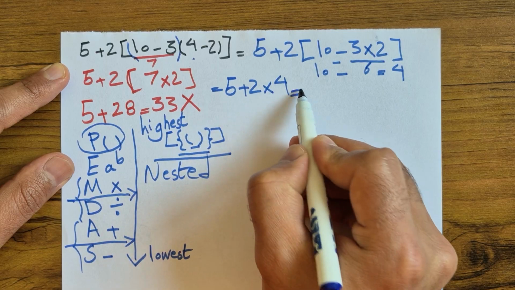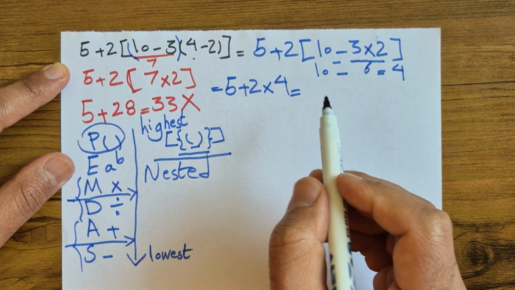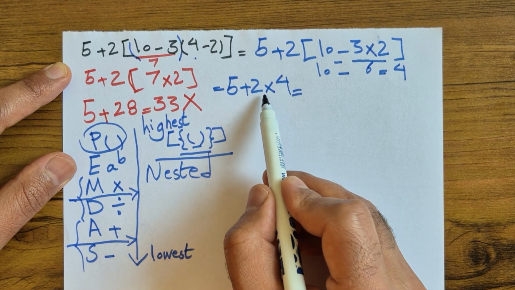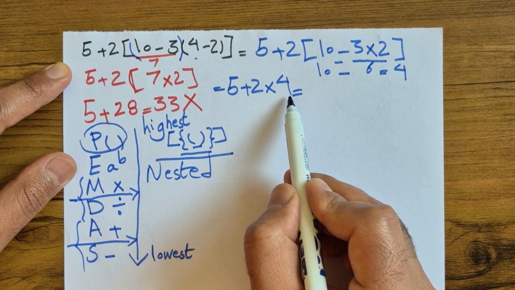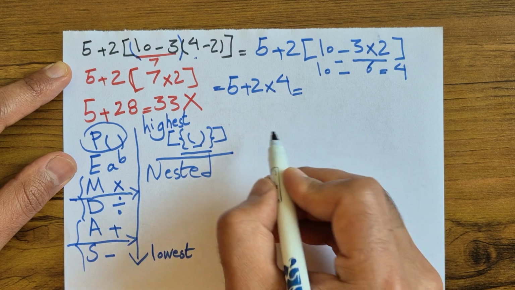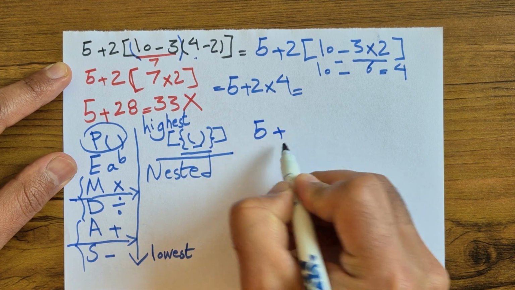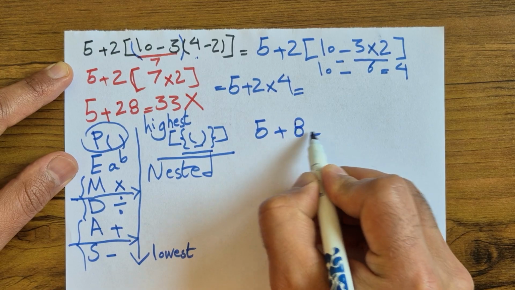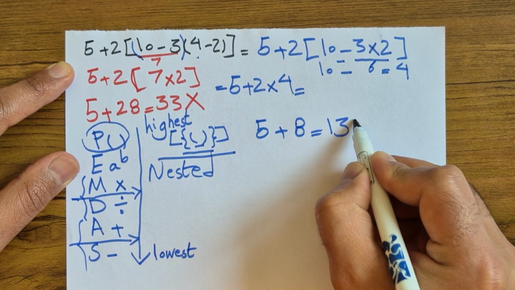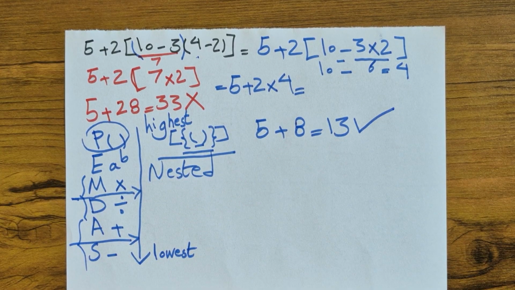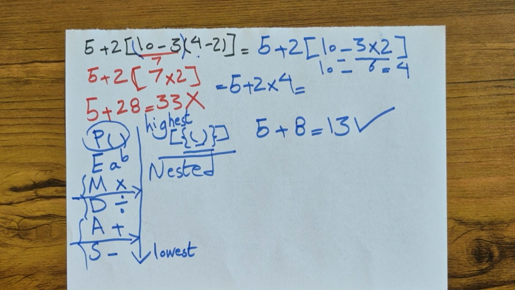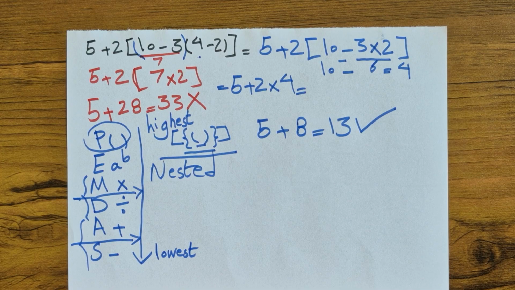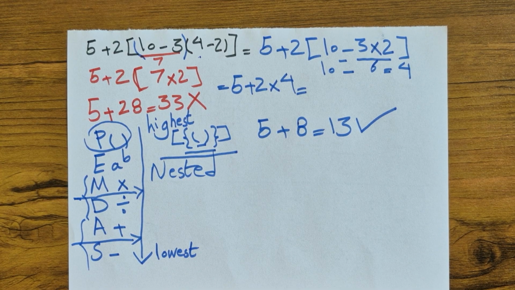Now we have 5 plus 2 times 4. So multiplication and addition. Multiplication has a higher priority than addition. You should do that at first. So 5 plus 2 times 4 is 8, and 5 plus 8 is 13. And that's the final answer. So did you get it correctly, or did you fall for this nasty, nested PEMDAS trap?